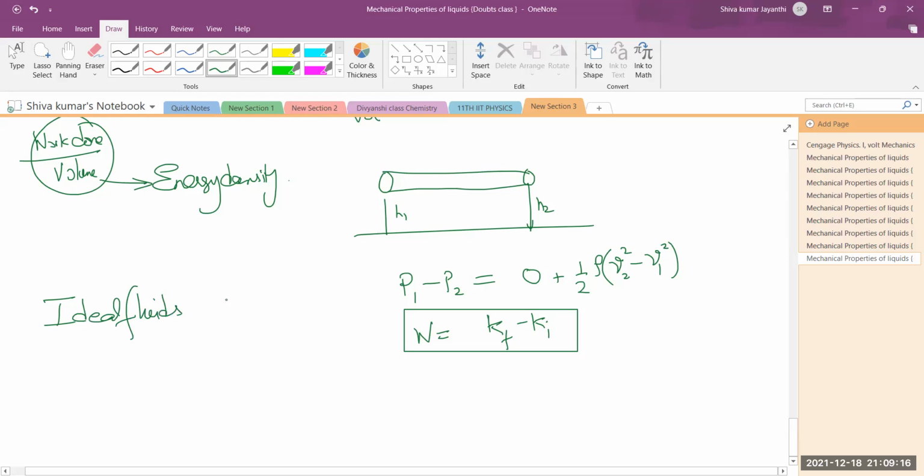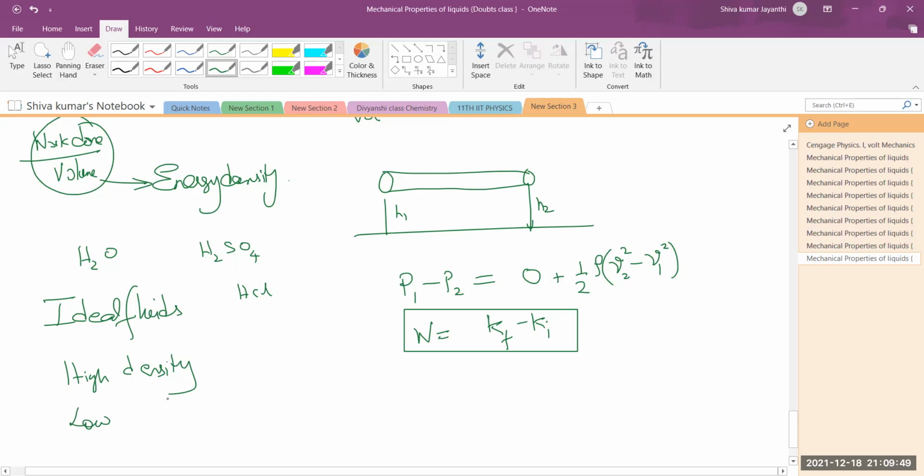What are ideal fluids? Ideal fluids are fluids with low viscosity and high density. What are the examples? Water, pure water, distilled water, H2O. Only H2O, or H2SO4, sulfuric acid, or HCl? What about mercury then? Mercury also, yes. High density, low viscosity, very low viscosity.